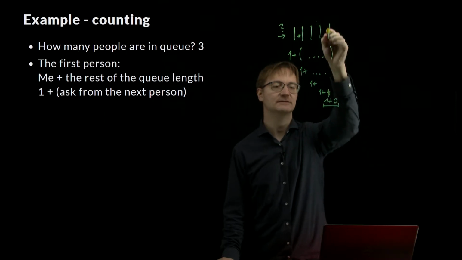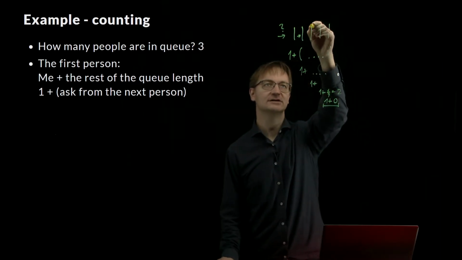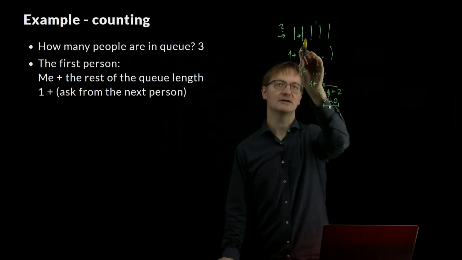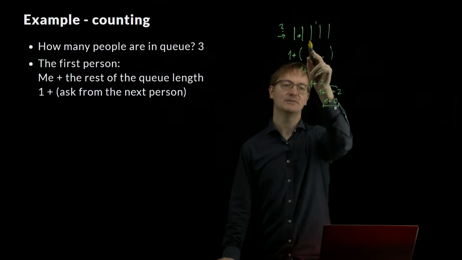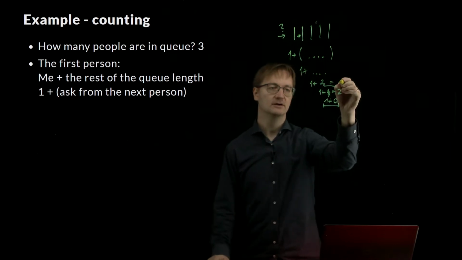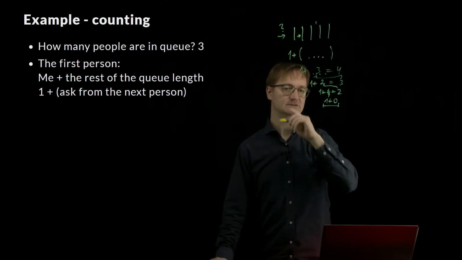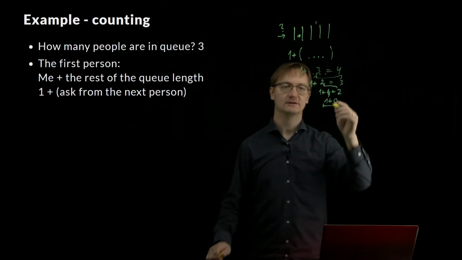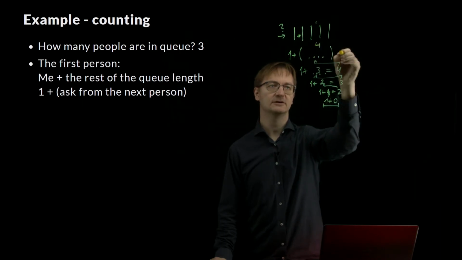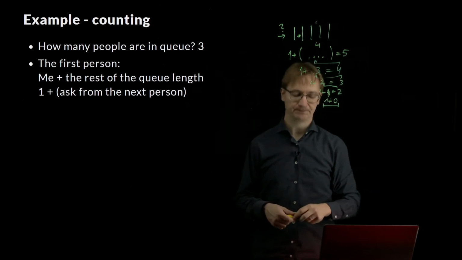Now this person here knows that together we have 2 people in this queue, and he or she can pass it on here. And now this guy can say that including me, there are 1 plus 2 equals 3 people in the queue. And again, this one is passed here. This person here knows that there are 4 people, including the same person, and now we can say that 1 plus 4 equals 5. So that's a recursive solution to this problem.